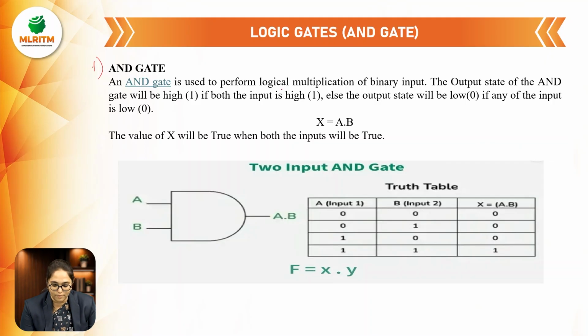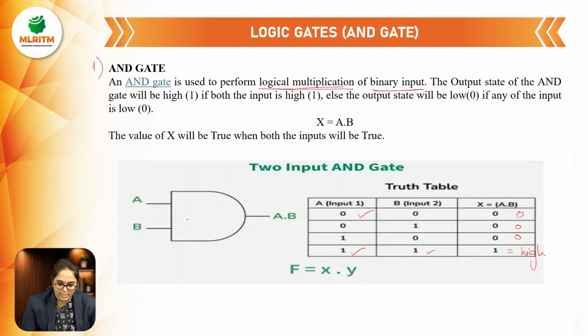The AND gate performs logical multiplication of binary inputs. If the two input values are high, then the result will also be high. If any of the input values is 0, then the result is also 0.